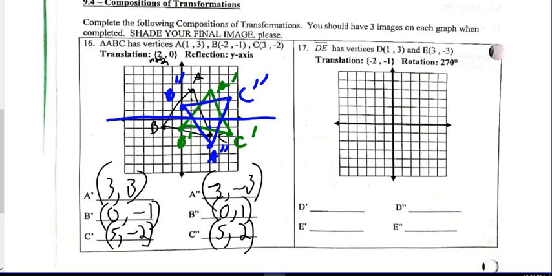All right, number 17. DE has vertices at 1, 3. And 3, negative 3. It says, translate it, negative 2, negative 1. So that's going to be left 2, down 1. Left 2, down 1. Here's D prime, here's E prime. Connect the dots. Where's D prime at? Negative 1, positive 2. Where's E prime at? Positive 1, 1, 2, 3, 4, 1, negative 4.